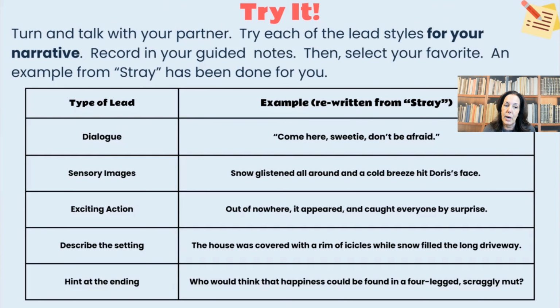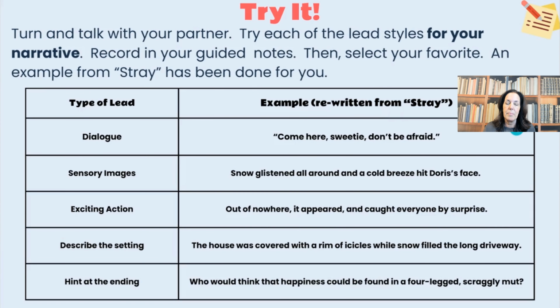So now you're going to try it. You're going to turn and talk with your partner. You'll try each of the lead styles for your narrative, not for Stray. That's what I'll do. Okay, from here on out, you'll be working on your narrative, but I'll be modeling through our mentor text Stray. Okay, you're going to record it in your guided notes, and then you'll select your favorite. I did an example from Stray for each.